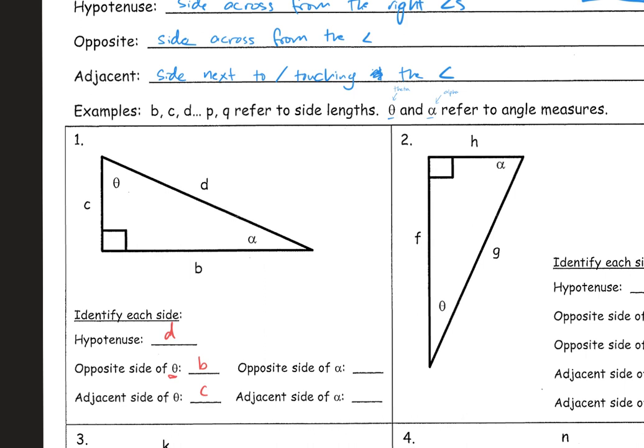But when I erase all of this and go to do alpha, I'll change colors. The side opposite of alpha is C. And the side adjacent to alpha is B. So it's really important in these to pay attention to which angle you're dealing with, because that will change which side length you're addressing.